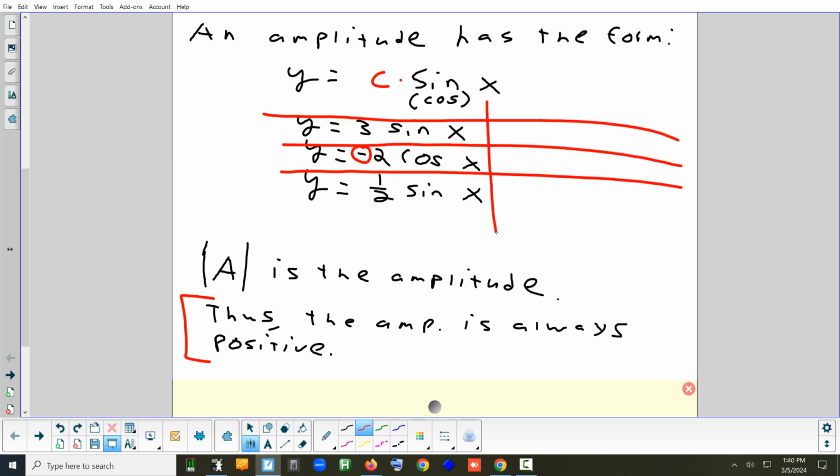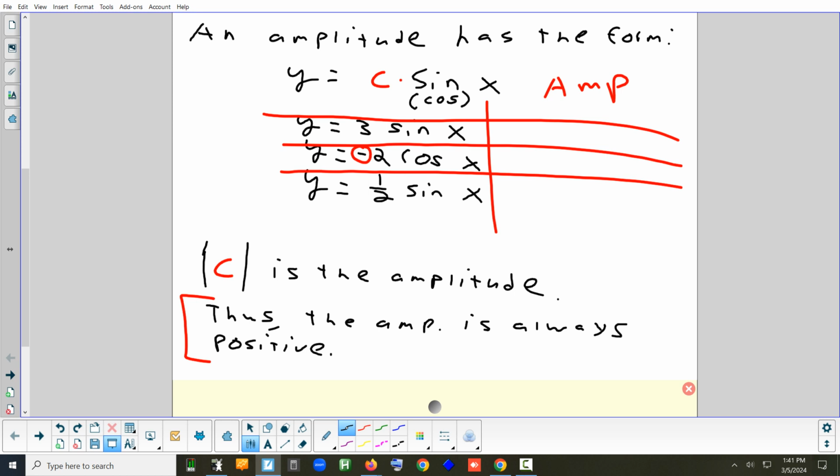So just gonna make some lines. And we're going to find the amplitude. So the amplitude, and just to be consistent, I think I use the letter C. It doesn't really matter what letter you use, but let's stick with C. It's the absolute value of whatever number is in front. That's how you find the amplitude.